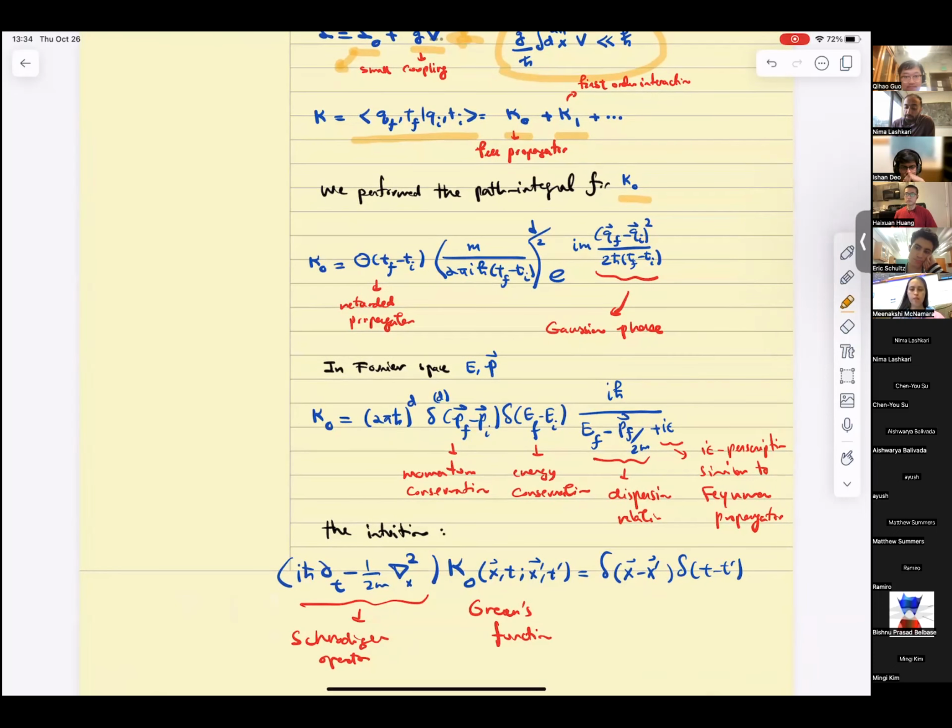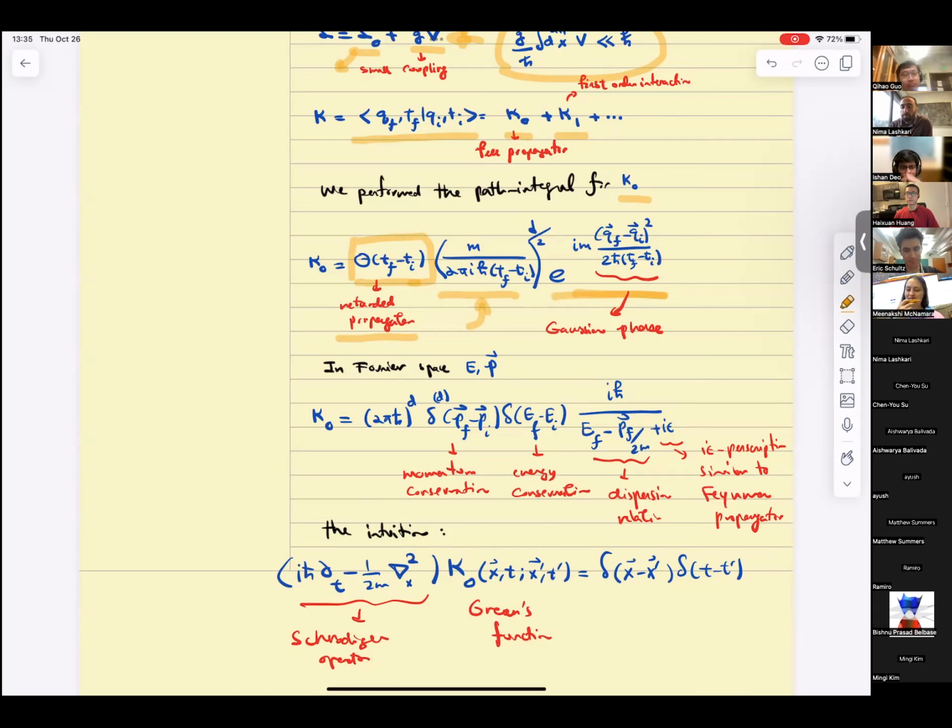Now, we did the path integral for the free propagator and found this expression. I want to go through it and explain a few aspects of it. There is the step function that you find, which enforces the final time being larger than the initial time. We call this the retarded propagator. There is a factor where what matters is that it's 1 over delta t to the power of d over 2. Then there is this Gaussian phase. So this is the full structure of the propagator.